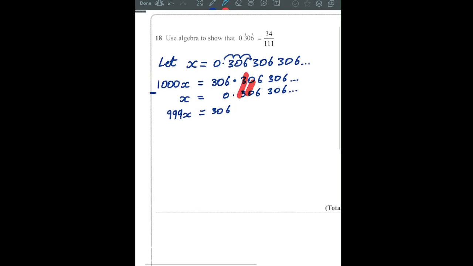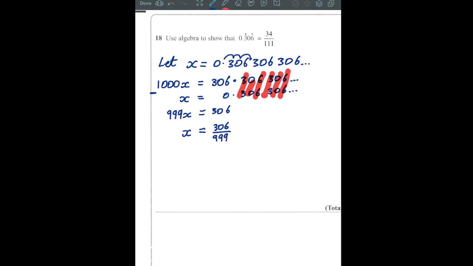The 3's line up, they cancel. The 0's line up, they cancel. The 6's line up, they cancel, etc. All the way down. Everything cancels. But I wanted x. I didn't want 999x, so let's divide by 999. So that's 306 over 999.